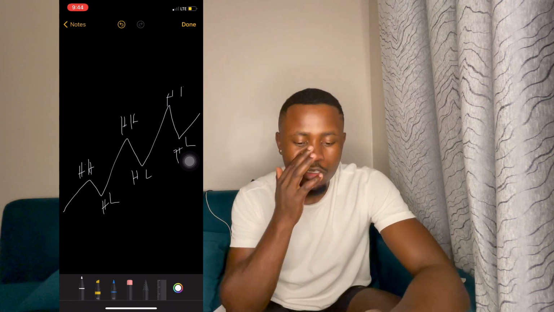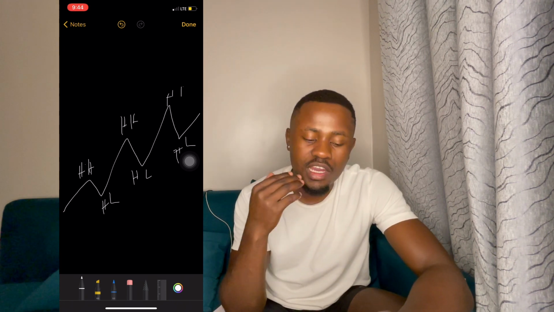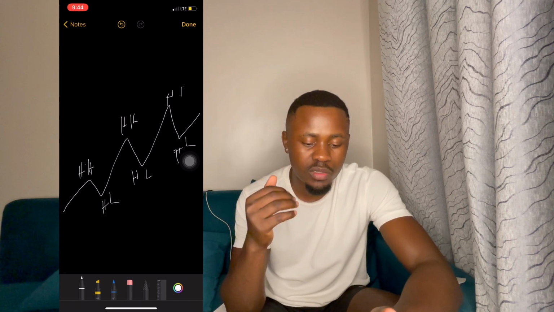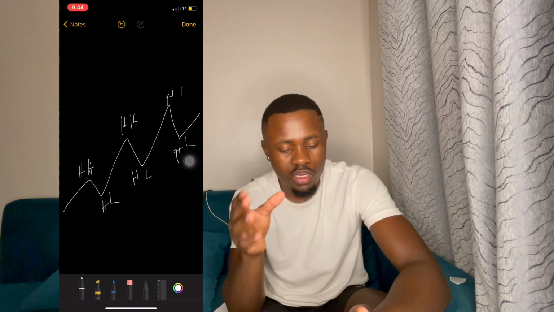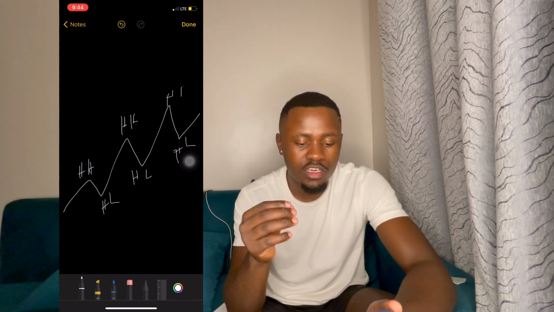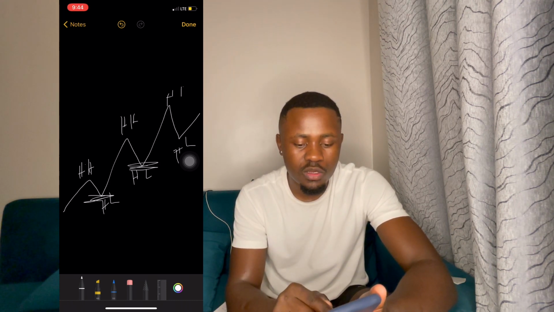So how do you take trades on the uptrend? We like to take trades on market retraces again. When the market retraces, it forms a higher low. So this is where we want to take our trades, these trades.